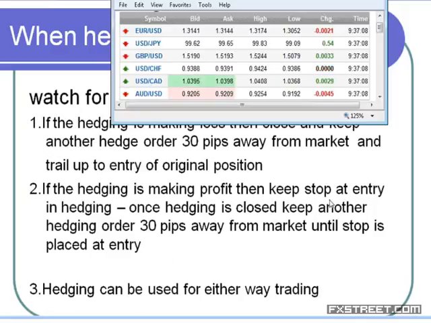For that, we need to identify the type of moves properly. So hedging can be used for either way trading, as I explained, on the buy side as well as the sell side.